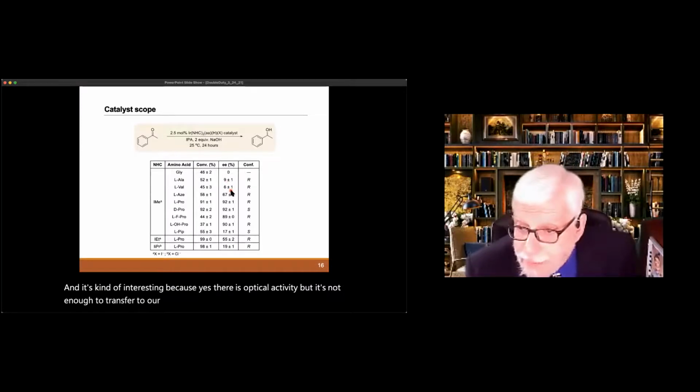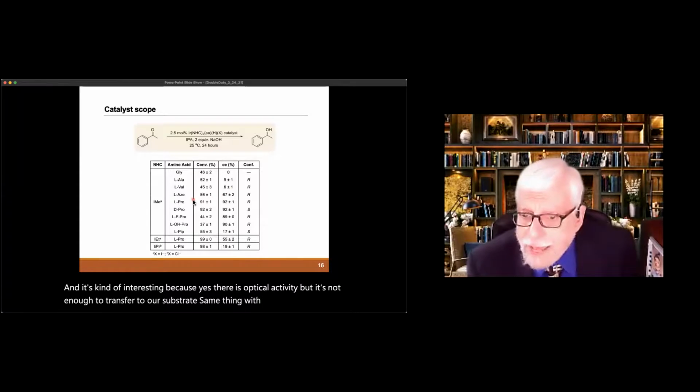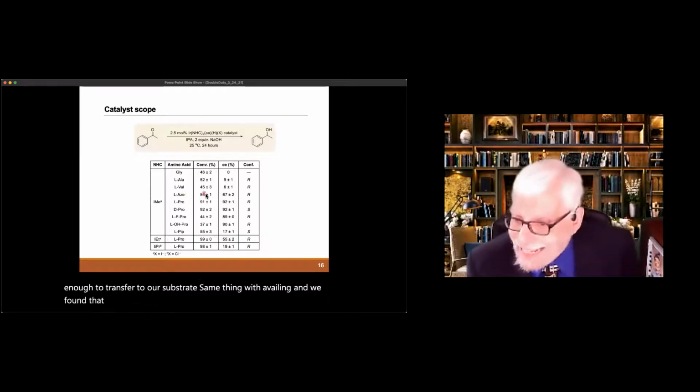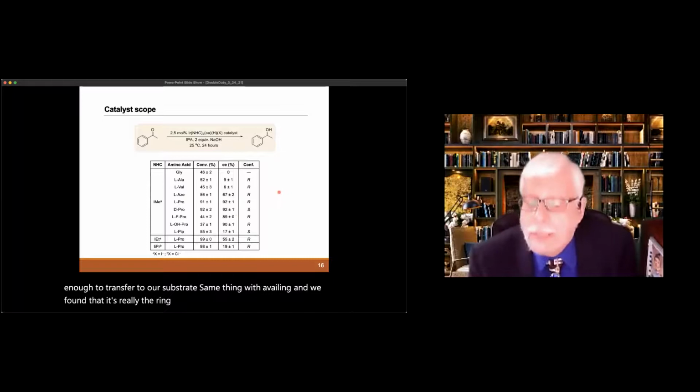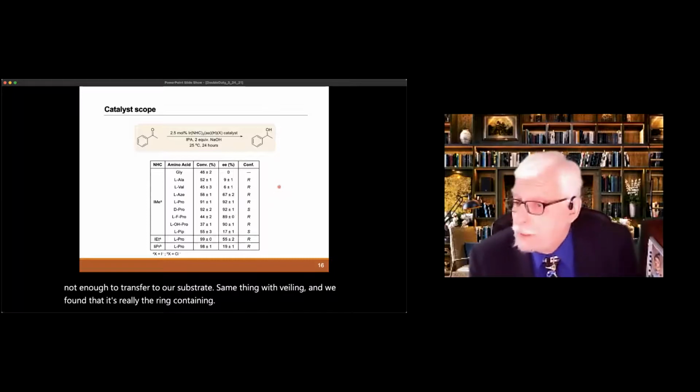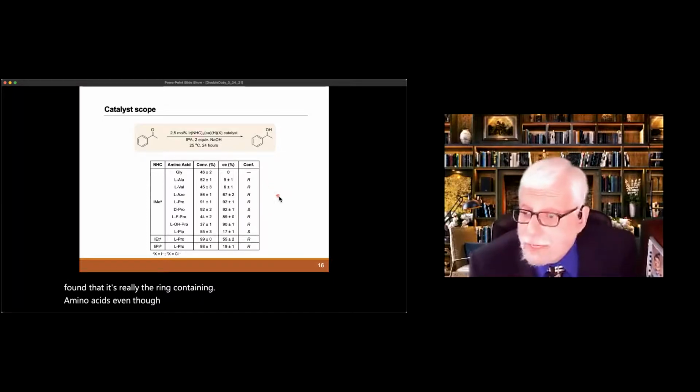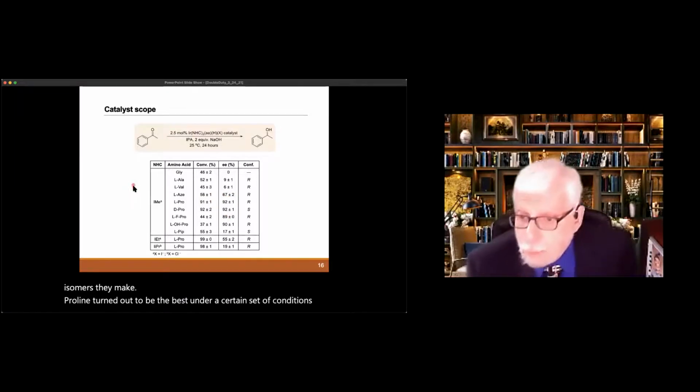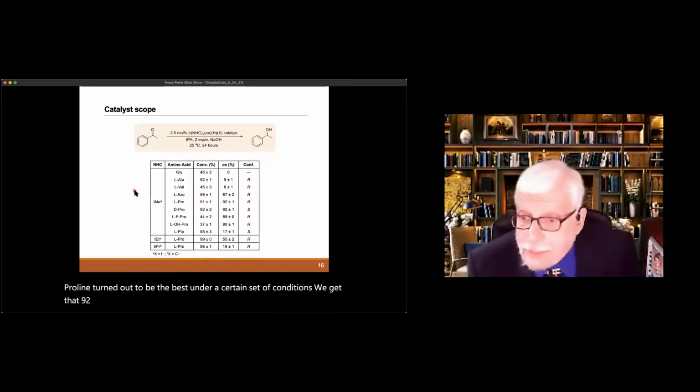Same thing with valine. And we found that it's really the ring-containing amino acids, even though they're extremely complex in the number of isomers they make. Proline turned out to be the best under a certain set of conditions. We get that 92% enantiomeric excess.